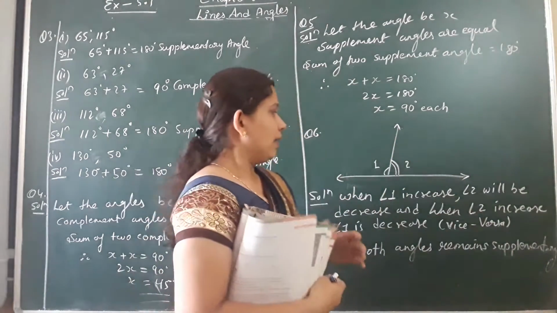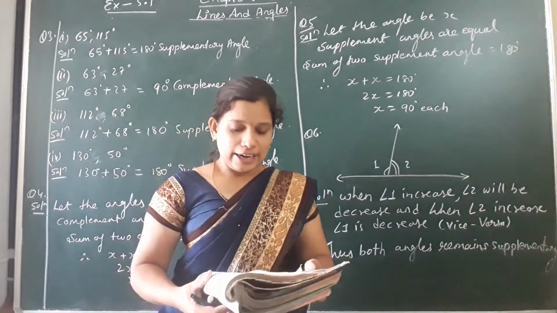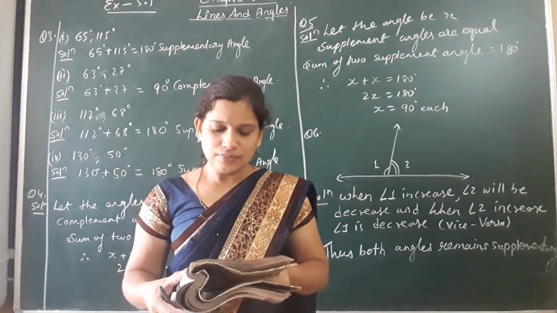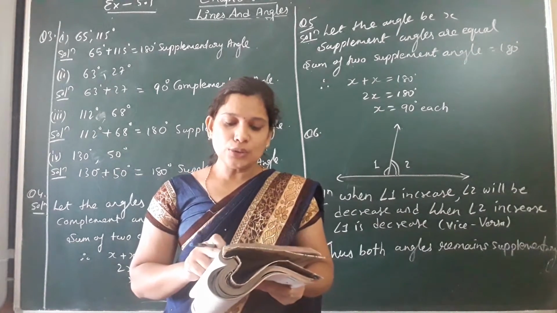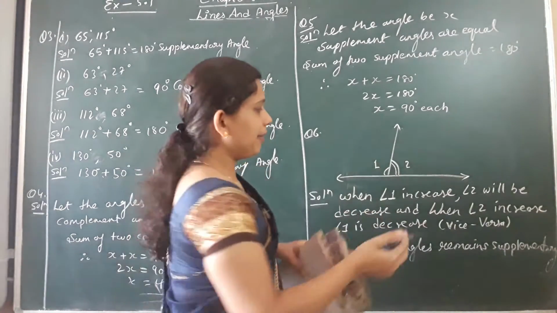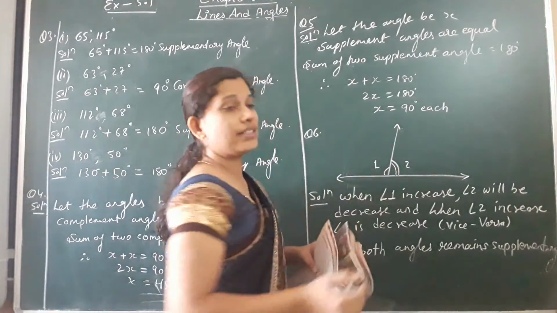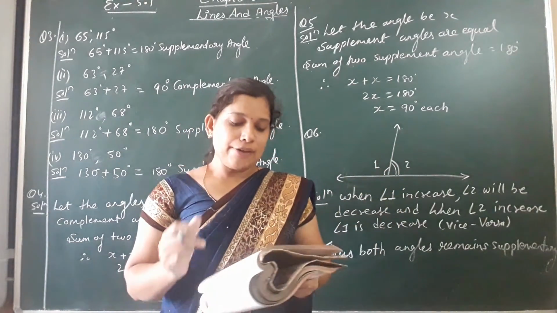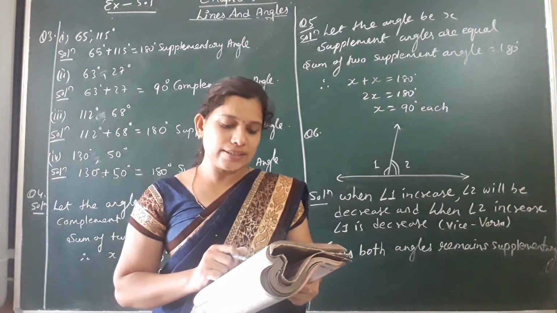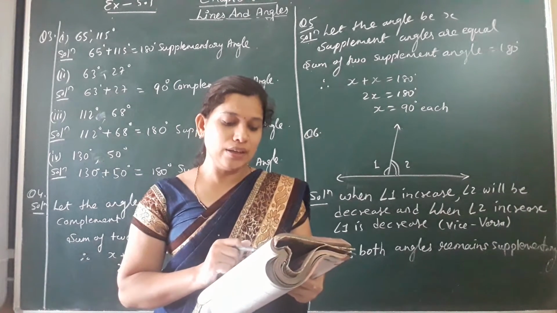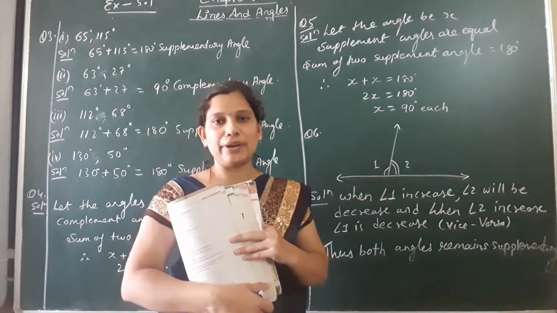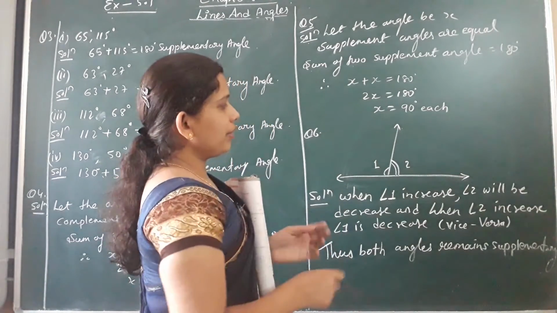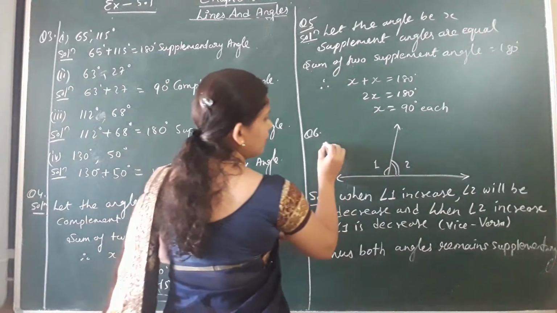Clear everyone? Now in question number 6, in the given figure, angle 1 and angle 2 are supplementary. That means both the angles are supplementary angles. If the value of angle 1 decreases, what changes should take place in angle 2 so that both the angles remain supplementary? So dear students, I will draw a figure, it will be easily understood.